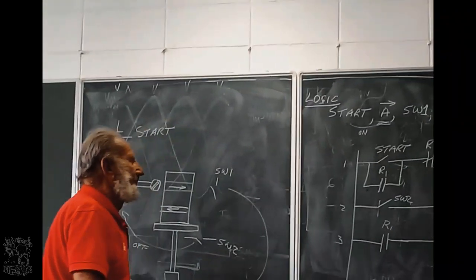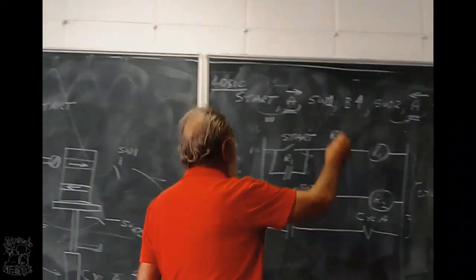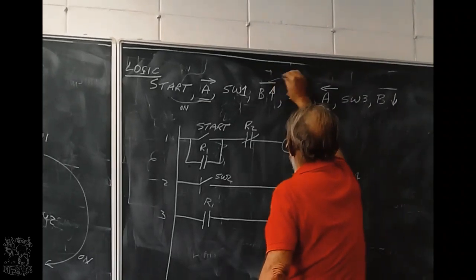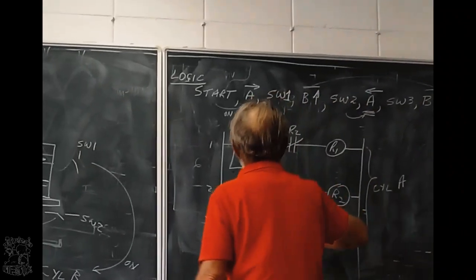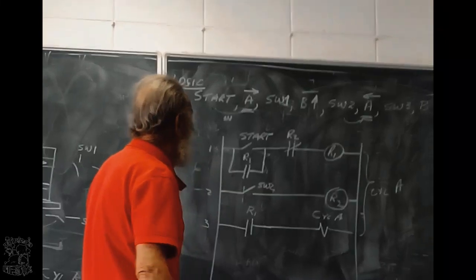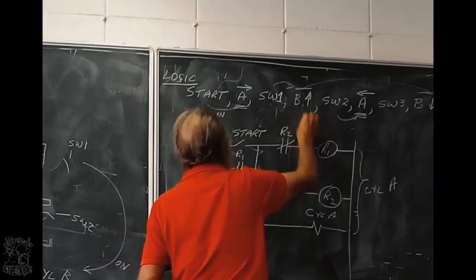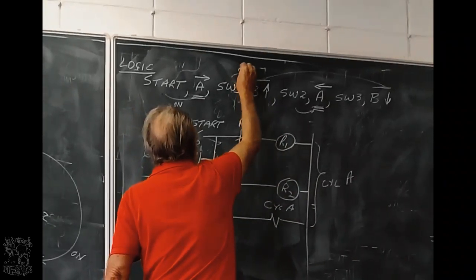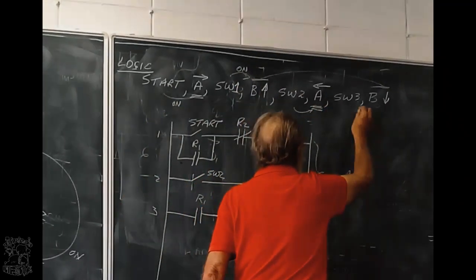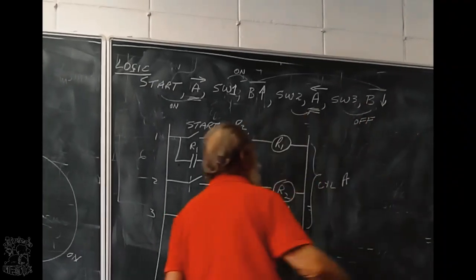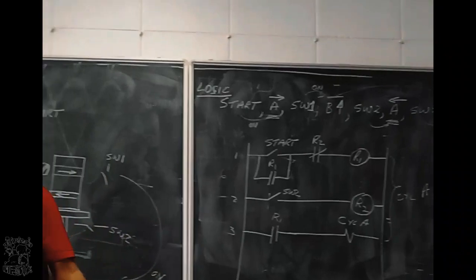Cylinder B. Where's cylinder B? There's cylinder B. What controls cylinder B? What puts the power on? Switch 1. What removes the power? Switch 3. So what circuit am I looking at? A latch.